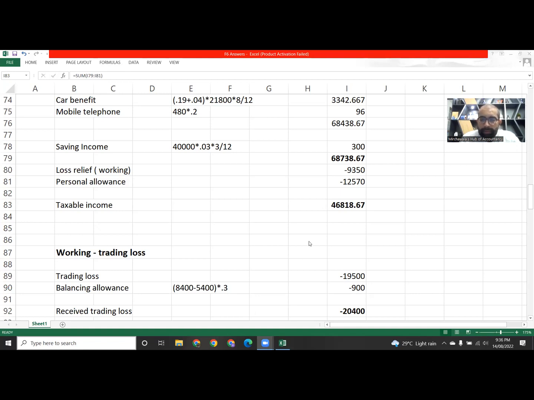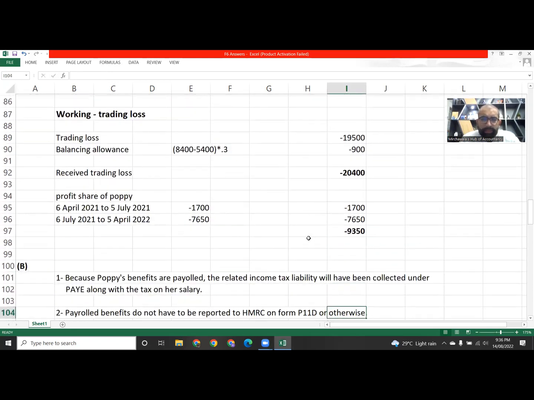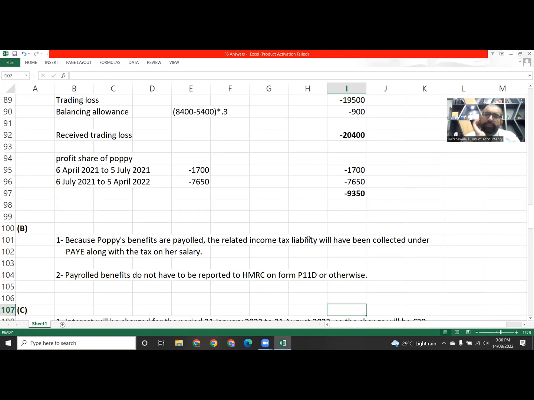Okay. Now let me show you the B requirement. In very simple words, we have written it. See this B part. Because Poppy's benefits are payrolled, the related income tax liability will have been collected under PAYE along with the tax on her salary. That means every month the employer will pay the tax on salary as well as on non-cash benefits. Payrolled benefits do not have to be reported to HMRC on form P11D, right?